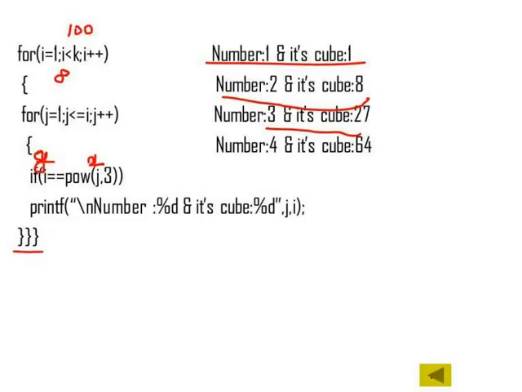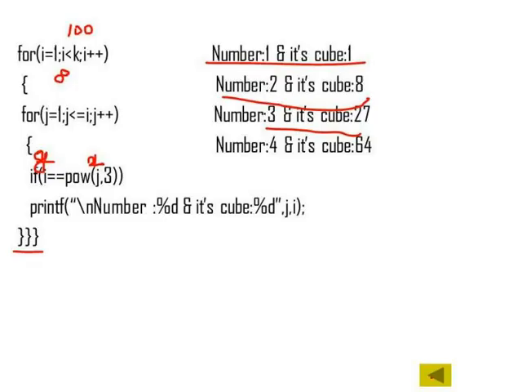If you see the next number 5, the cube is 125, which is greater than k, because only till 100 we want the cubes, not more than that. So, this is an example of how nested for loops can be used. And remember, here I am having 3 braces, the inner loop is closed, then the outer loop is closed, and finally the main function. So, these things have to be kept in mind when we are using a for loop.